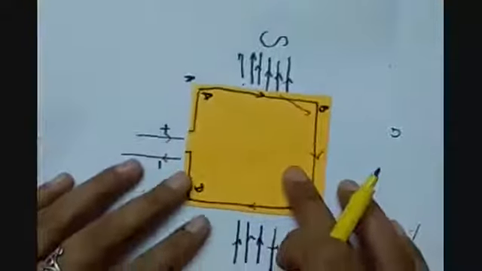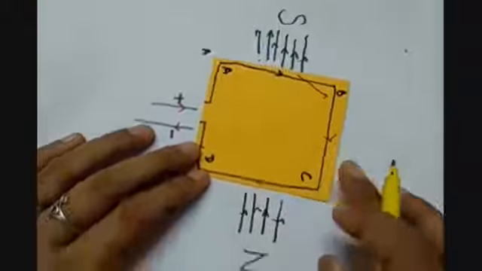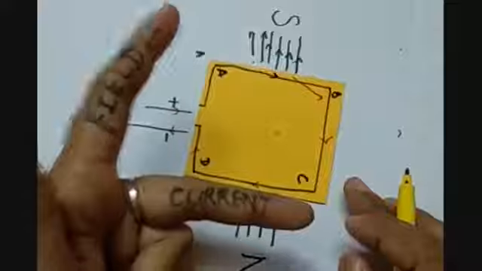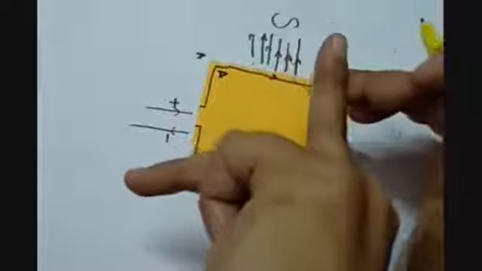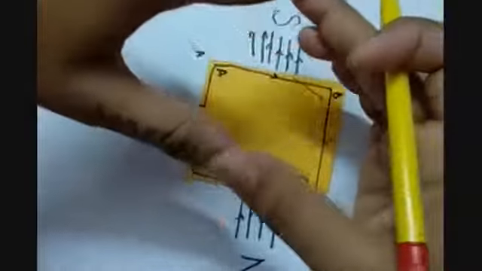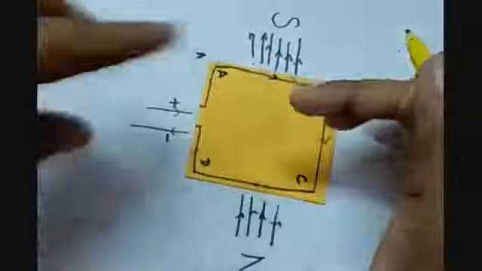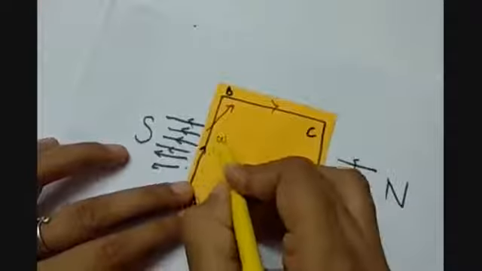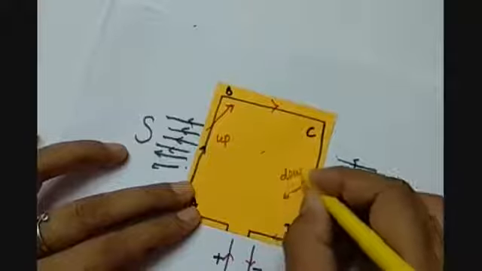And when I see the current in the CD arm, then if I apply Fleming's left hand rule, I'll have to reverse my hand, because this now becomes the direction of the current. This is the direction of the magnetic field. Then my thumb will point the direction of the motion or the force produced. So this will be downward. So you can understand that on the AB arm, an upward force is acting, and on the CD arm, a downward force is acting.